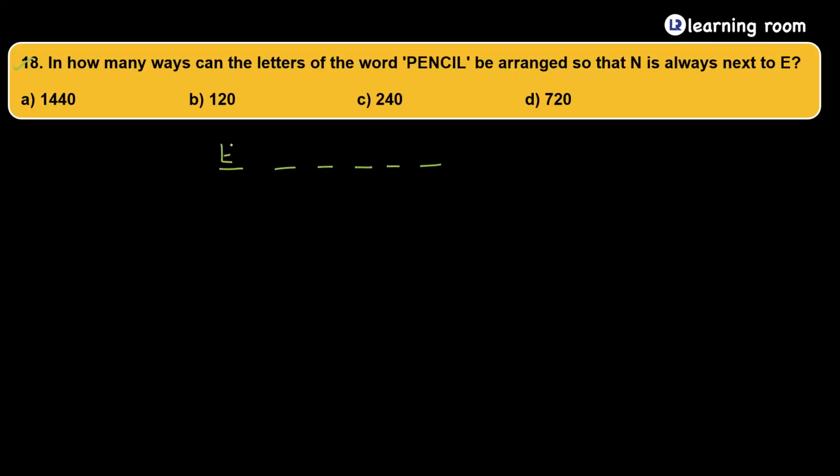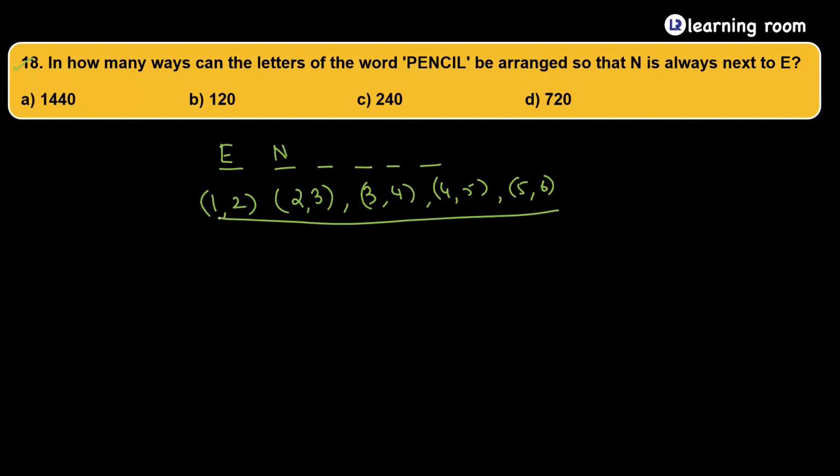So E comes here, N should come here. So it can take 1-2, 2-3, 3-4, 4-5, or 5-6. So how many ways can it be arranged? 1, 2, 3, 4, 5. So it can be arranged in 5 ways.